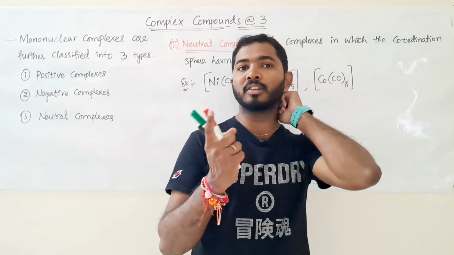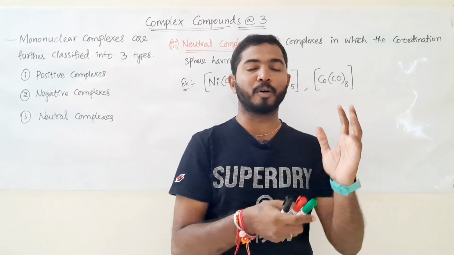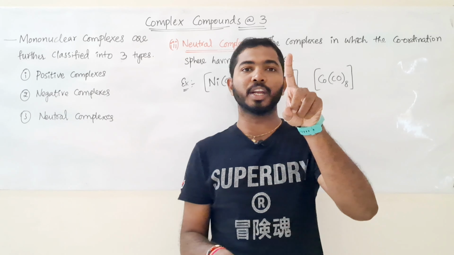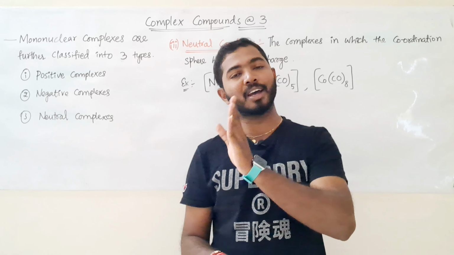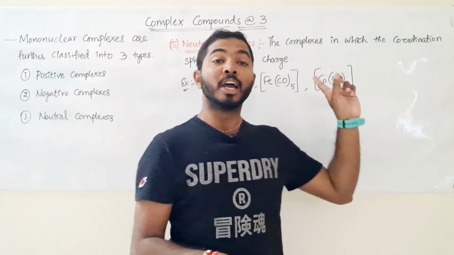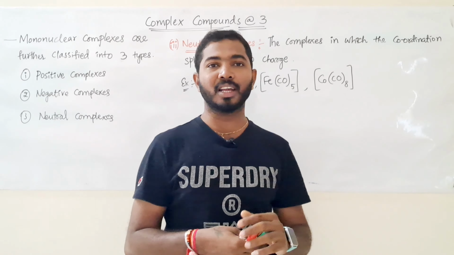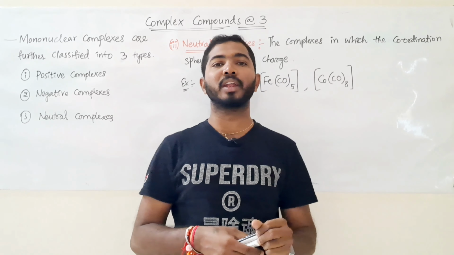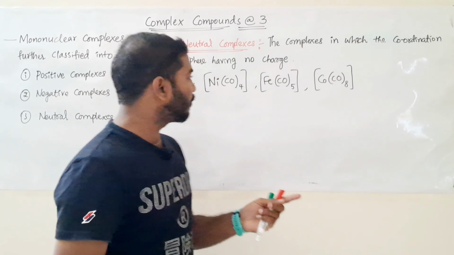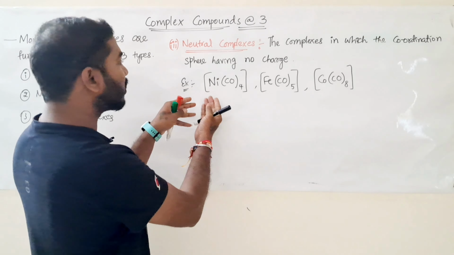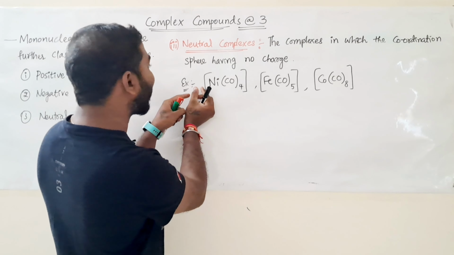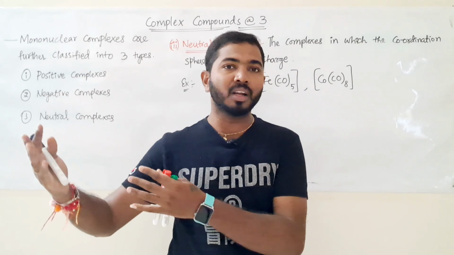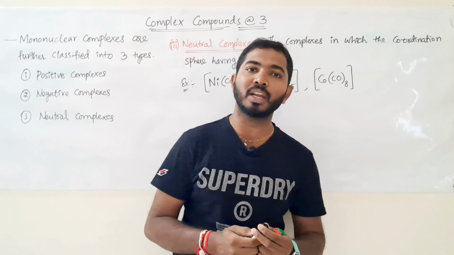Here this is quite opposite to the previous two, positive and negative complexes. Positive complexes have positive charge on the coordination sphere, negative complexes have negative charge on the coordination sphere. Neutral complexes will not have any charge on the coordination sphere. In fact, they are not going to undergo any further dissociation also. If you look at Ni(CO)4, this complex does not have any counter ions. When we don't have a counter ion, that particular complex is not going to undergo any dissociation.